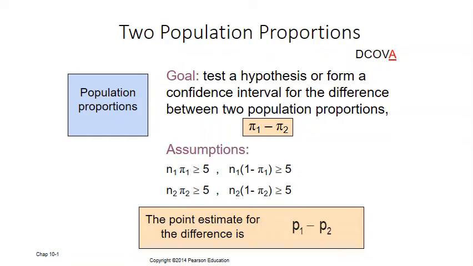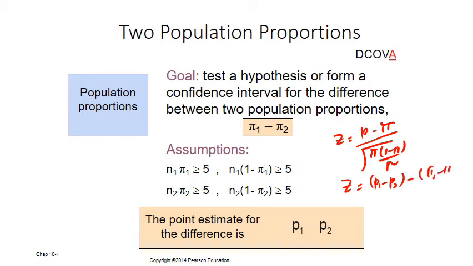Okay, now we are dealing with two population proportions, like we had one proportion test in the previous chapter. The formula was z equals p minus pi over the square root of pi times 1 minus pi over n. Now we are dealing with two proportions, so the formula will take the form p1 minus p2 minus pi 1 minus pi 2 over something; you can see the formula in the next slide.